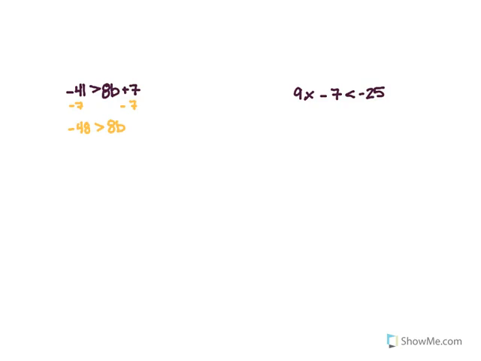Now we're going to divide by 8. And we are dividing, but it's by a positive number, so our sign stays exactly the same. So we have negative 6 is greater than b. And it's kind of easier if you look at it this way. B is less than negative 6. Those are the same things. But it's just easier for graphing if your variable is on the left side. Okay, negative 6 is not included because it's not equal to, and b is everything less than that.